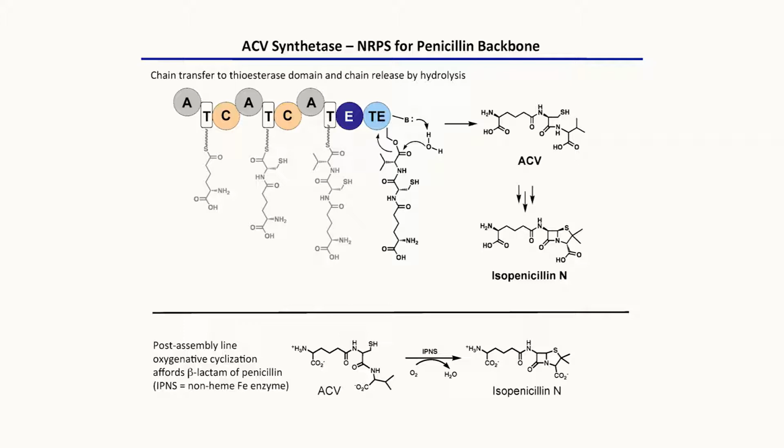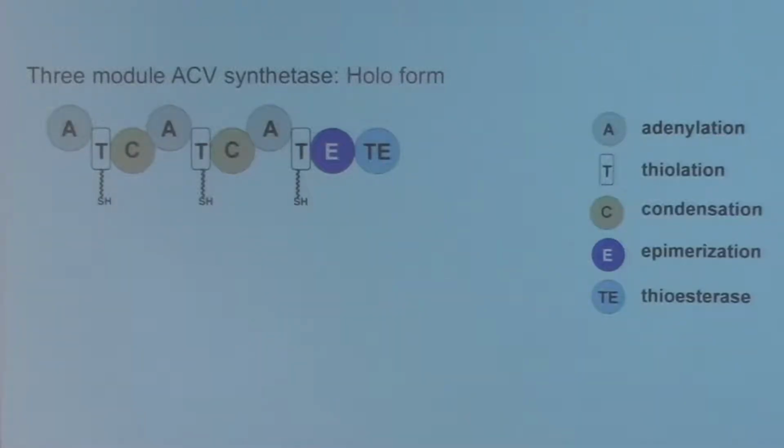Right, so what happens after this tripeptide is released from the assembly line is that there are additional enzymes that play a tailoring role. So like for proteins, we talk about post-translational modification. For these types of natural products, we talk about post-assembly line tailoring. And so in this case, there are enzymes such as IPNS, a non-heme iron enzyme, that's responsible for oxygenative cyclization to give the fused ring system characteristic of these beta-lactams, like isopenicillin N. We can look at this in another cartoon form.